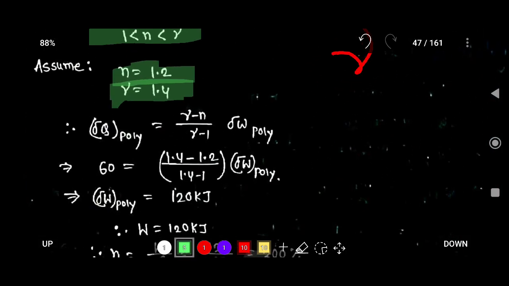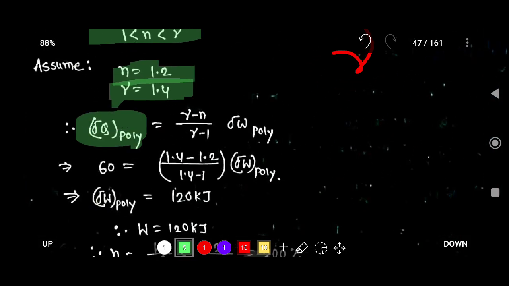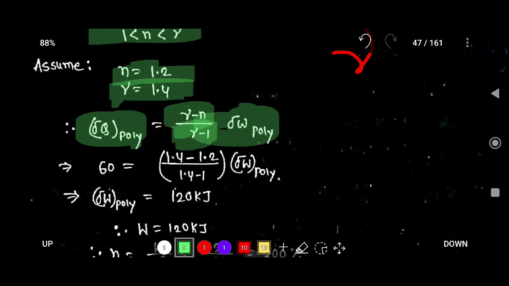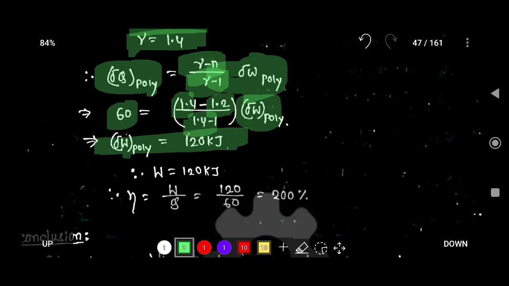We know del q polytropic equals (gamma minus n) upon (gamma minus 1) into del w poly. Del q poly is 60 kilojoule, since 60 kilojoule of heat goes into the system, so 60 kilojoule equals (1.4 minus 1.2) by (1.4 minus 1) into del w polytropic. From here you get the value of del w for the polytropic process, that is 120 kilojoule.